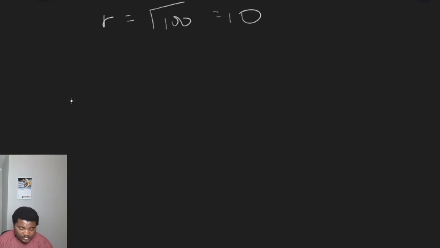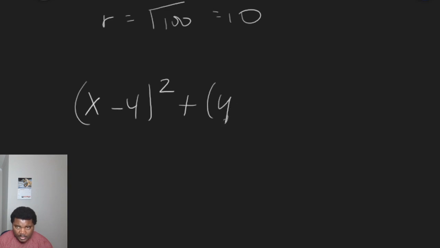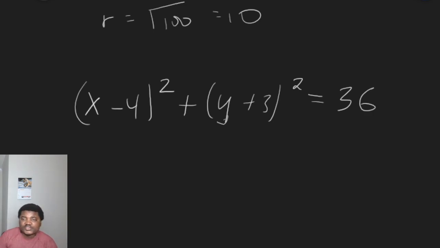But before you leave, I want you to find the center and radius of this, and then you may comment the answer, and let's see what you did. (x minus 4) squared plus (y plus 3) squared is equal to 36. Find the center and radius of this equation and comment the answer below.